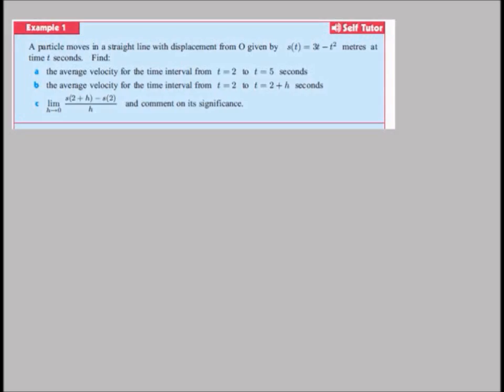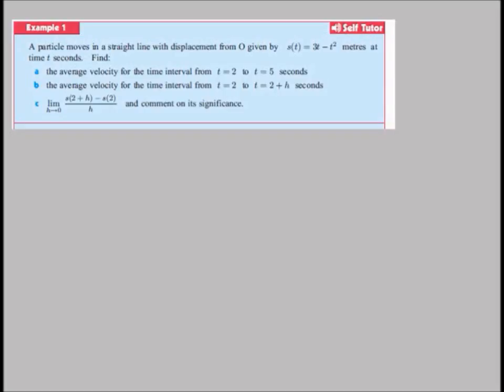Example 1. A particle moves in a straight line with displacement from O, the origin, given by S(t) = 3t − t² meters at time t seconds. Okay, so distance is in meters, displacement is in meters, time is in seconds. Find the average velocity from time interval 2 seconds to 5 seconds.